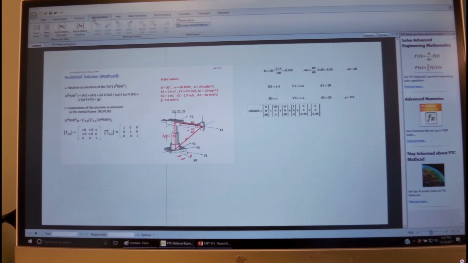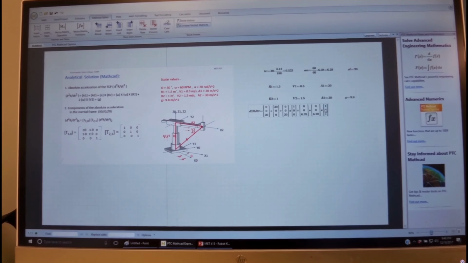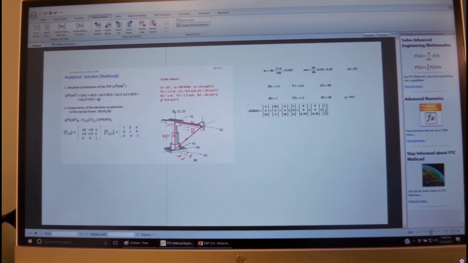So another matrix operation. Of course, and then we put another vector, and this vector is going to be R2. R2 is in the x2 direction, so it's 1, 0, 0. Then we come over here, and we have to add the Coriolis.